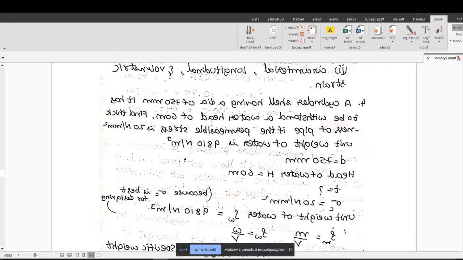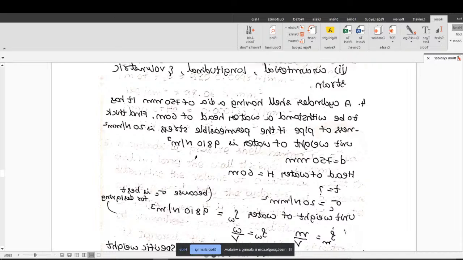Now we'll take the fourth problem. That is a cylinder shell having a diameter of 750 mm. It has to withstand a water head of 60 meter. Find the thickness of the pipe. If the permissible stress is 20 Newton per mm square, unit weight of the water is 9810 Newton per meter cube. That's all.